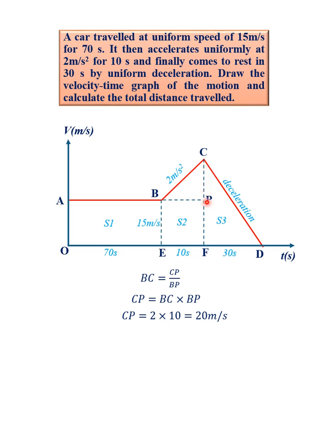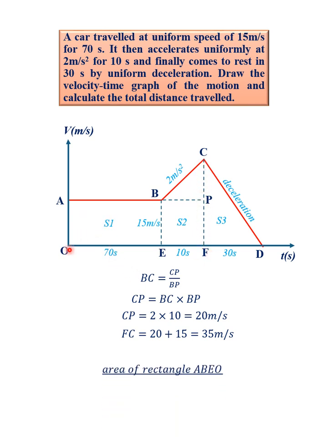So if CP is 20 and PF is 15, because if this is 15, this is also 15, then FC is equal to 20 plus 15, and that will give us 35 meters per second. So we now know that FC is 35. Now that we know that FC is 35, let's start solving for the area.